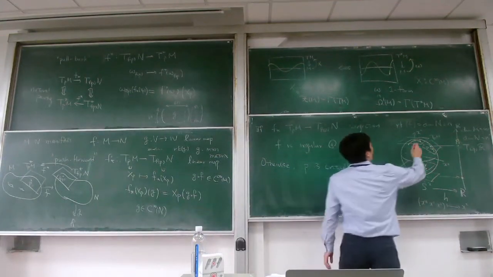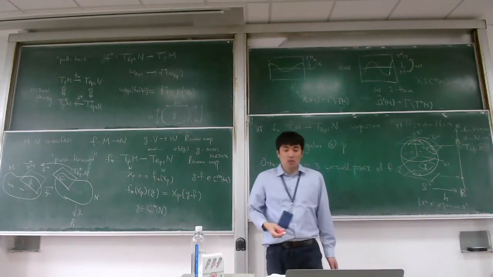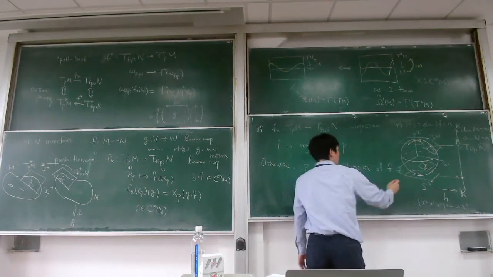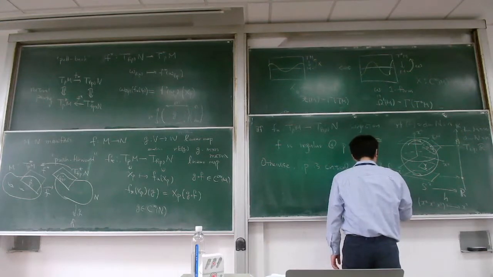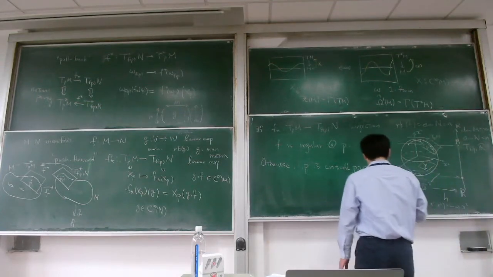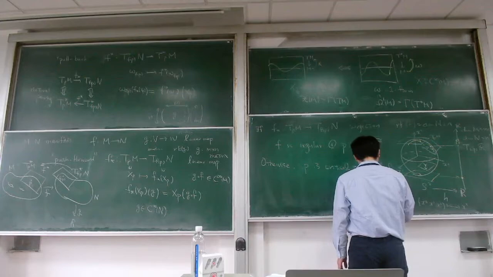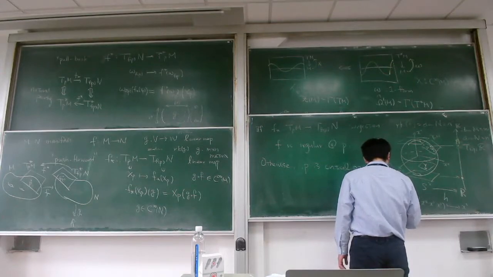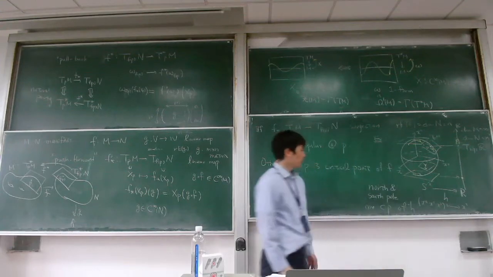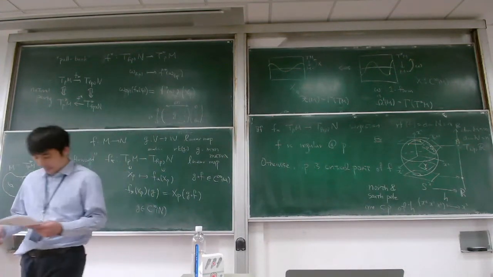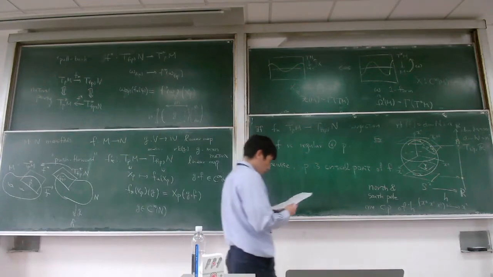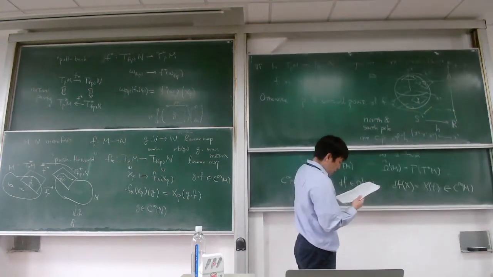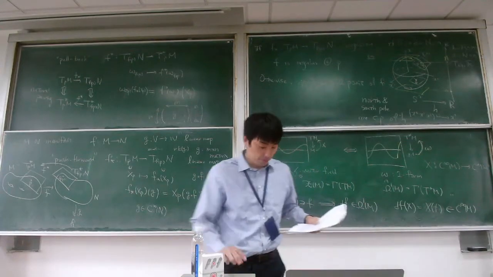So therefore, in this example of the height function, the North Pole and the South Pole are the critical points of the height function h. So that's the notion of the critical point and the regular point. And then, yeah.